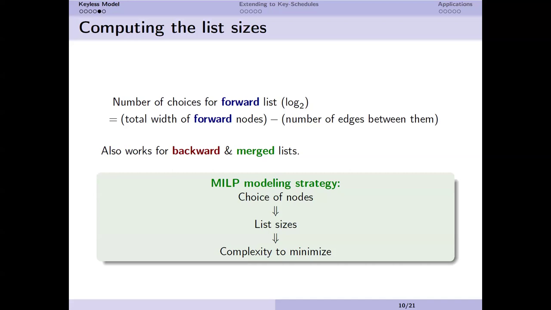So the MILP modeling strategy is simply to define this choice of nodes and then deduce everything from it, all the list sizes. And since we have the list sizes, you deduce the complexity, and this is your objective.